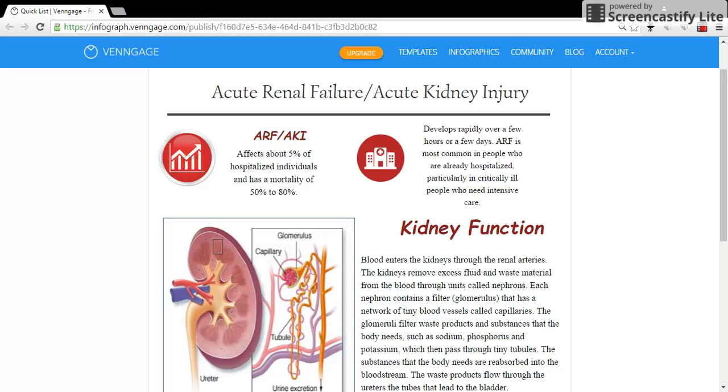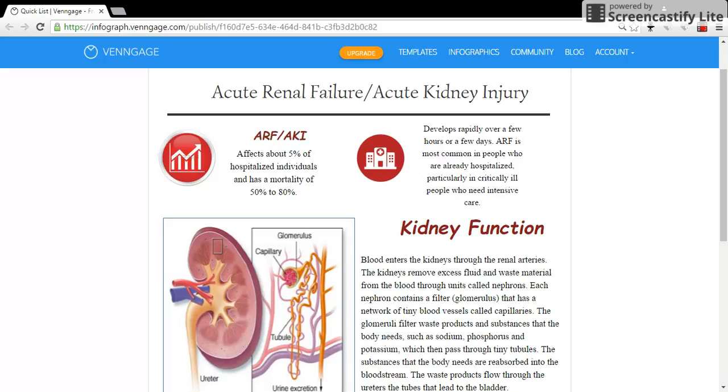Acute renal failure develops rapidly over a few hours or a few days. Acute renal failure is most common in people who are already hospitalized, particularly in critically ill patients who need intensive care. Therefore, it is important to understand what acute renal failure is and what the nurse's role is in the patient's management plan. When you understand the concept of acute renal failure, you will be well prepared to provide safe and high quality care when you enter the practice setting.